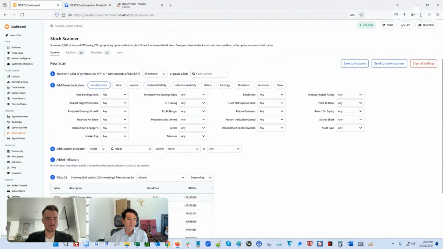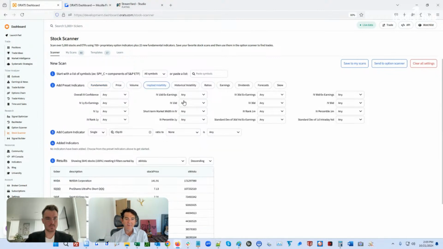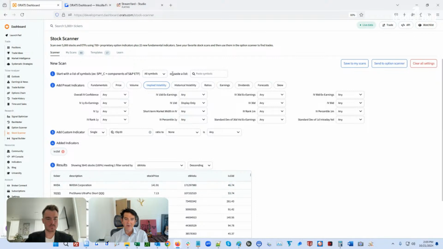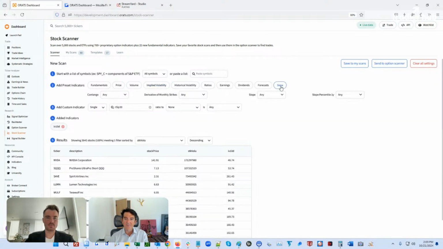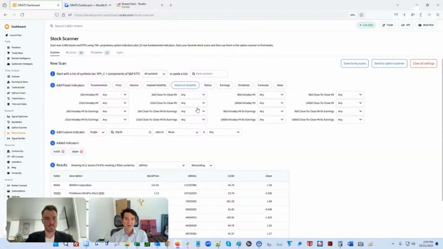So let's just say Nvidia is one of our stocks. We want to see things like implied volatility of the 10-day. So you would say display, and there's the 10-day volatility. If you wanted to see skew, you could see the slope and display that. If you wanted to see forecast of volatility, dividends, earnings, various ratios, historical volatility, let's do a 20-day intraday implied, so we could look at that. So you can see how this works.